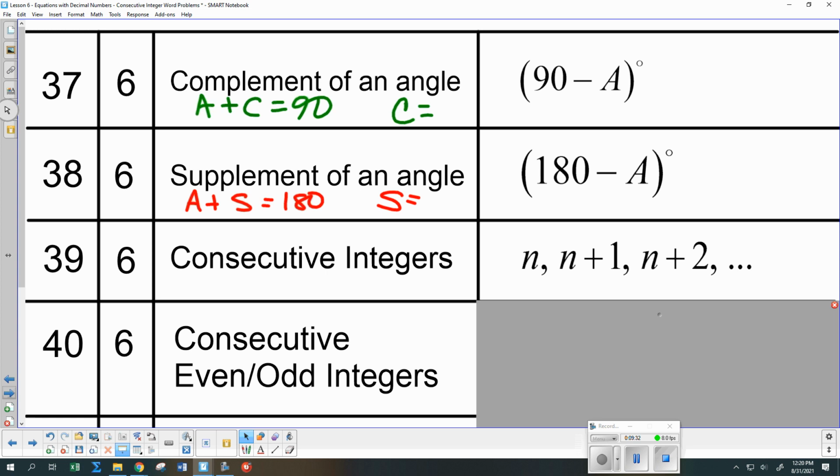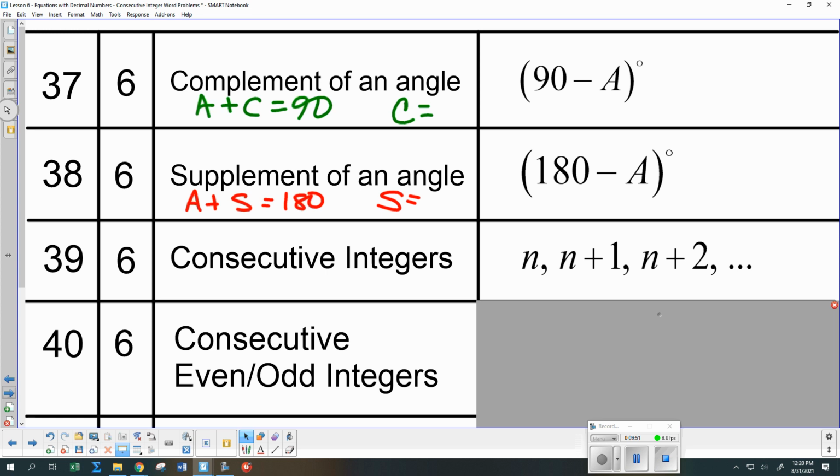Consecutive evens would be 12, 14, 16, 18. Negative 4, negative 2, 0, 2. They're going to be 2 apart. So you're going to start with an even one, add 2 to get to the next one, add 2 more to get to the one after that.